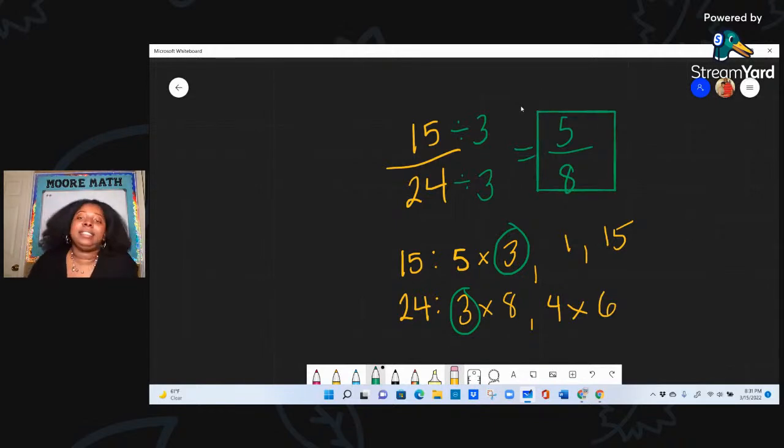All right, so nice, guys. Let's do one more simplifying, and then we're going to move to algebraic equations. I keep saying it. Algebraic equations. That's what I'm trying to say.